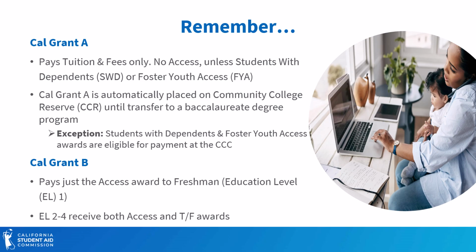Cal Grant B only pays the access award and not tuition and fees to freshmen in college. Students who are considered education level 2, 3, and 4, or sophomores, juniors, and seniors, will receive both the access and tuition and fees awards, but it's the freshmen in college that only receive access.